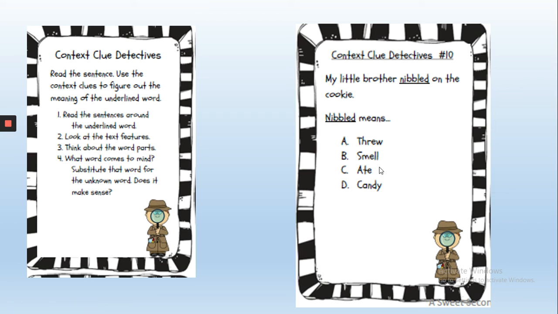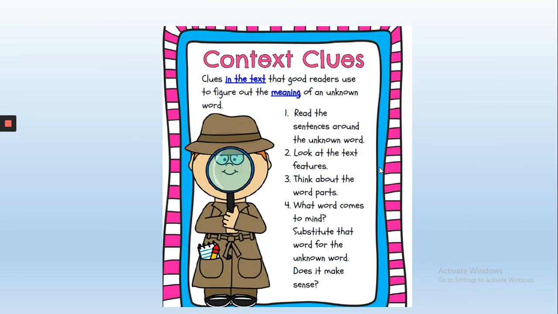Now you need to use your context clues in the next video for your module lesson. So you need to remember how to use the sentences around the words. You need to remember to look at the text features. You need to think about the different parts of the word, and substitute the word and make sure that your new word makes sense in the sentence.